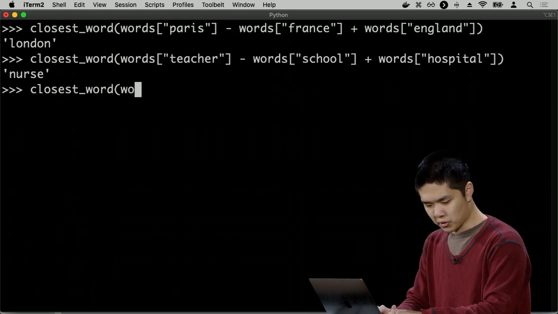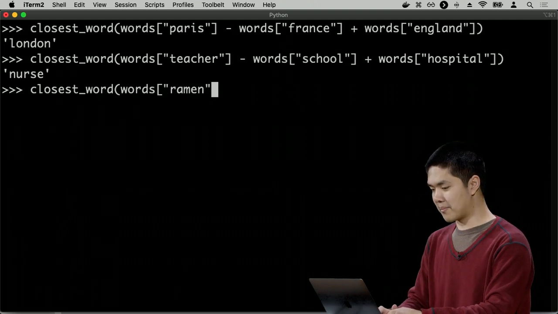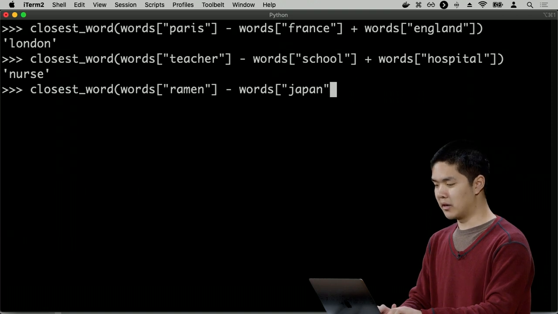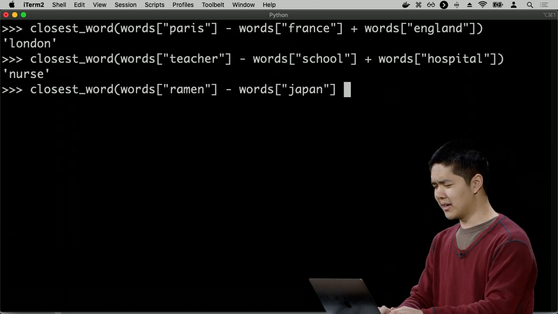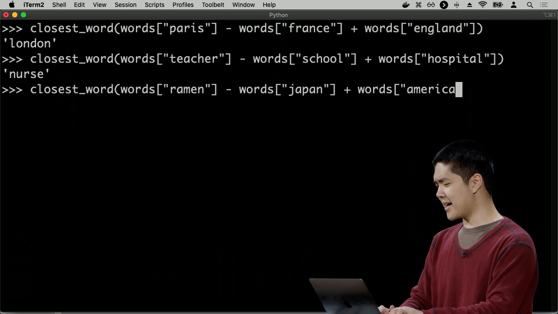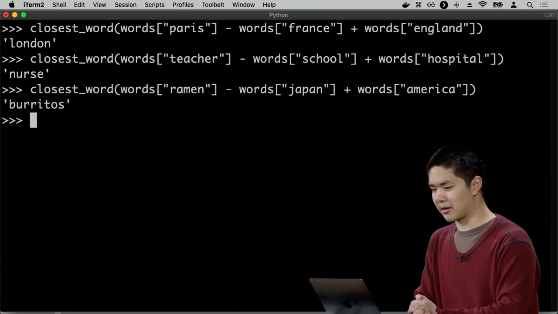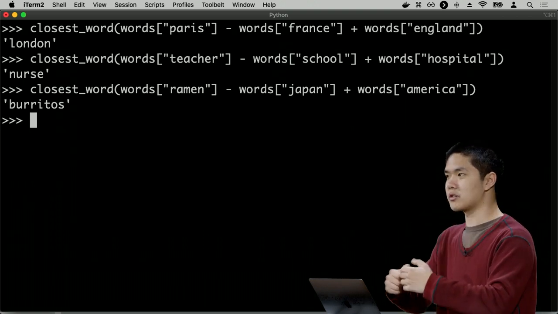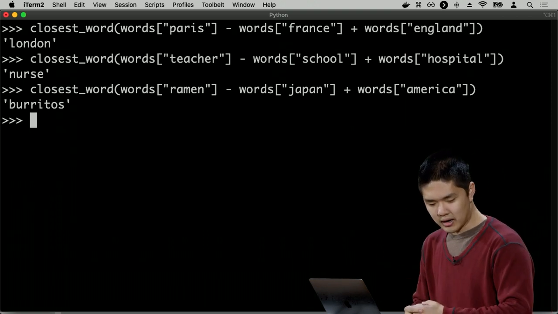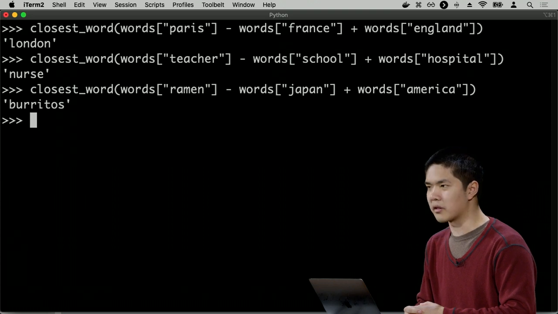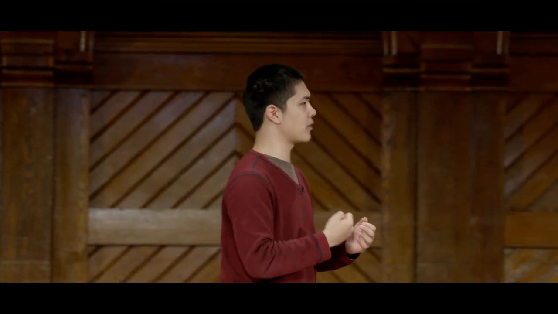Take the word ramen, for example, and subtract the word Japan. So what is the relationship between Japan and ramen? Add the word for America to that, and take a guess at what you might get as a result. Turns out you get burritos. If you do the subtraction and the addition, this is the answer that you happen to get. So these very interesting analogies arise in the relationships between words: if you just map out all of these words into a vector space, you can get some pretty interesting results as a consequence of that.